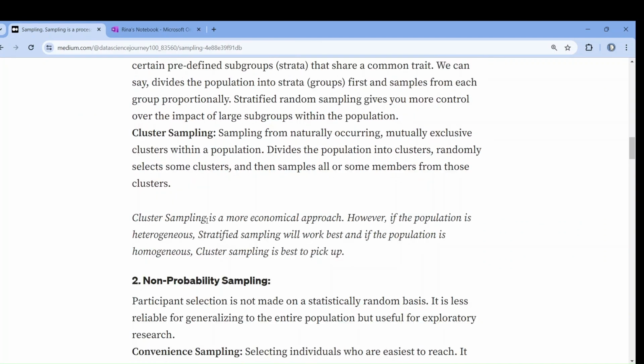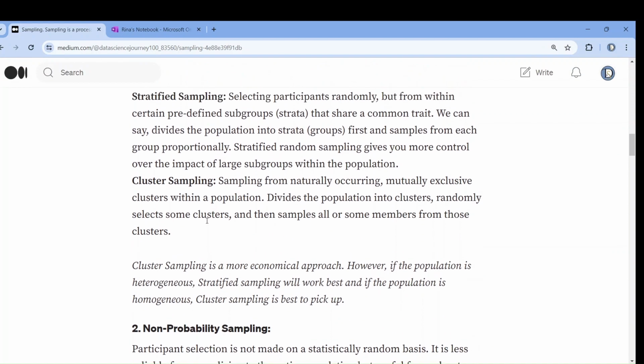Cluster sampling is more economical because you are just selecting one cluster, you don't need to go to each and every cluster. But if the population is heterogeneous, then it is better you select one from each cluster. You will get more varieties. So stratified will work best. But in case of homogeneous, you don't need to do that. You can just select one cluster. So depending on your purpose, your choice, what you want to know, you can select which sampling you want to do. Each has its own advantages and disadvantages.